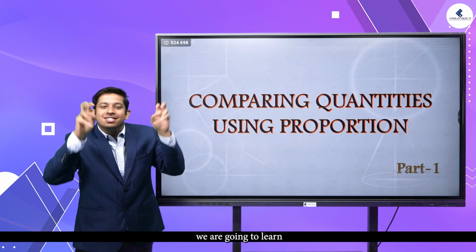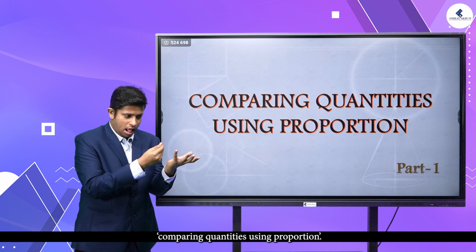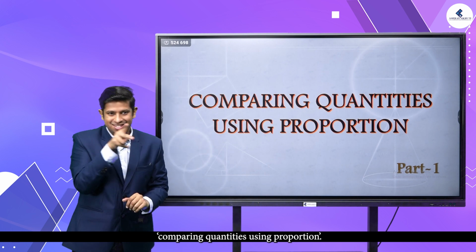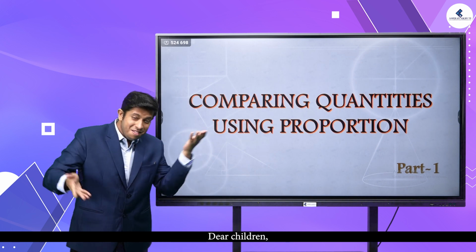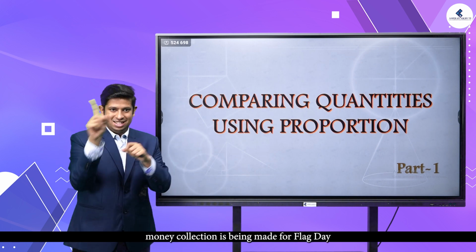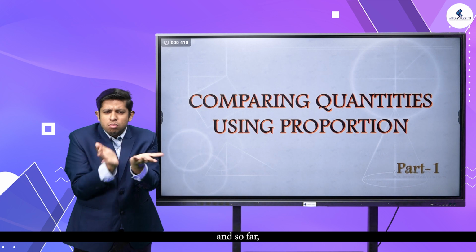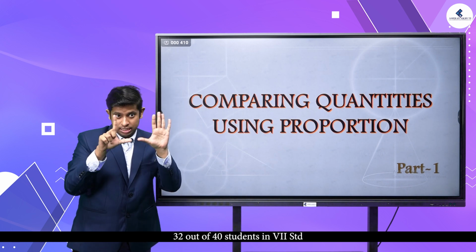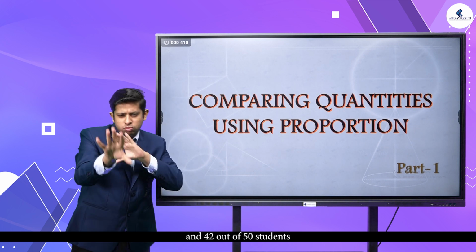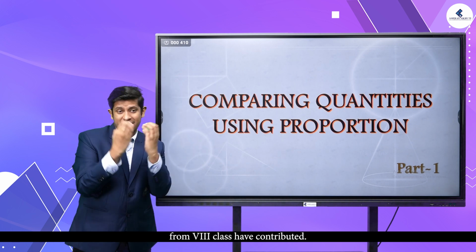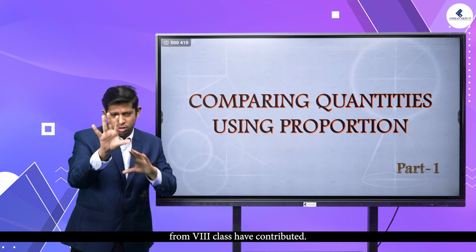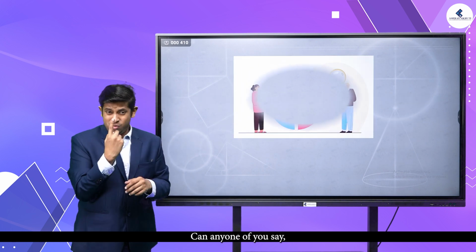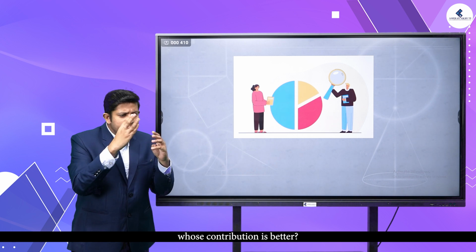Today we are going to learn comparing quantities using proportion. Dear children, money collection is being made for Flag Day and so far 32 out of 40 students in 7th standard and 42 out of 50 students from 8th standard class have contributed. Can any one of you say whose contribution is better?